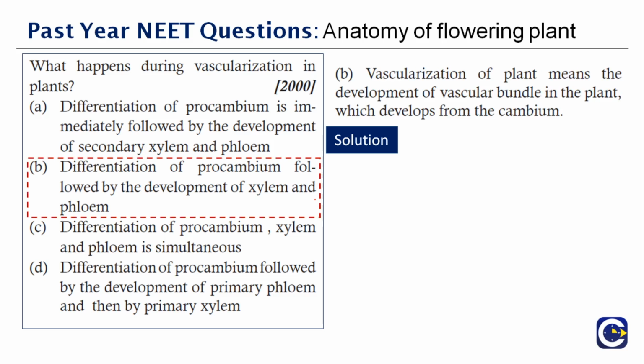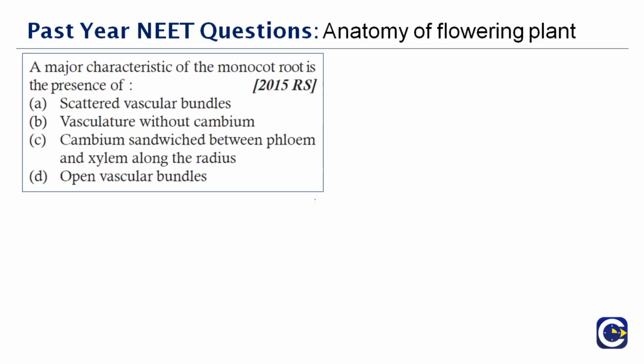Okay, next question here. A major characteristic of monocot root is the presence of dash. So mono means single, right? Any other description that you can give for monocots? What are they actually? What do they contain actually? Maybe we can make it like that. We spoke about dicotyledons in the earlier part.